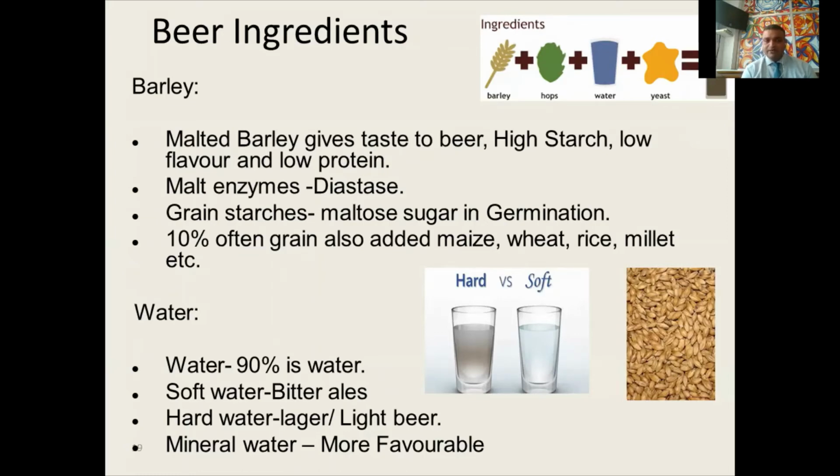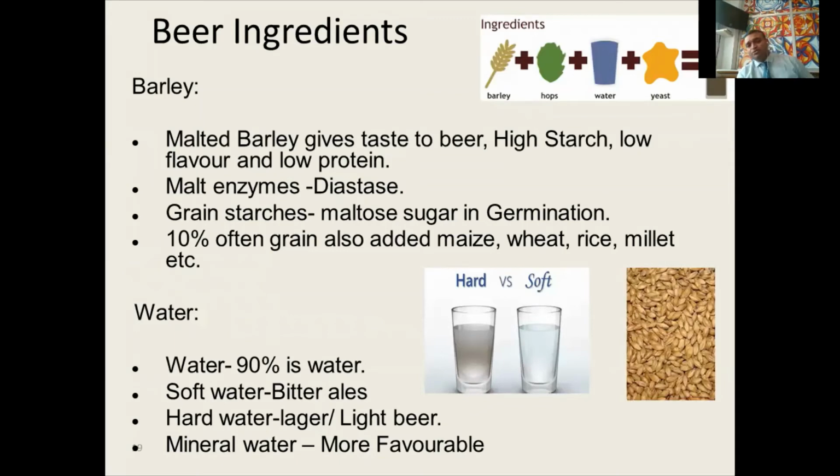Basically, whenever you're choosing your barley, it should have high starch and low flavor. To make good beers, we require low flavor and high starch. The grain, the barley, should have a divide in between. That's the best quality of barley you have to choose. The taste comes to the beer mainly from the barley.